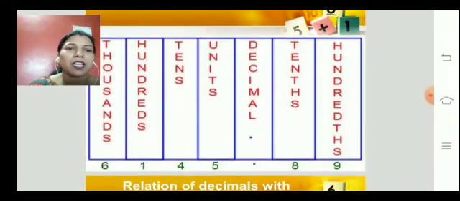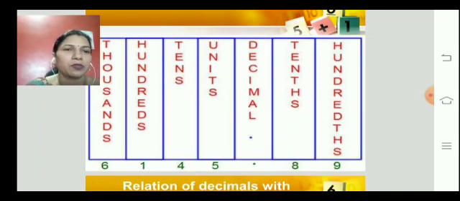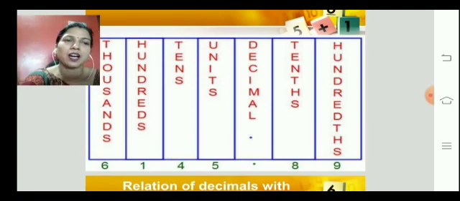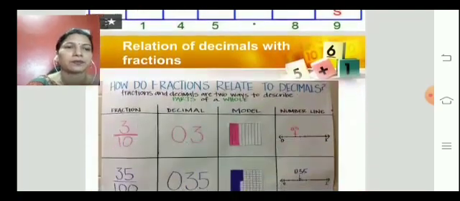Now the place value of 6145.89. 6145 is the whole number written before the decimal, and 89 is the decimal part which is written after the decimal point.